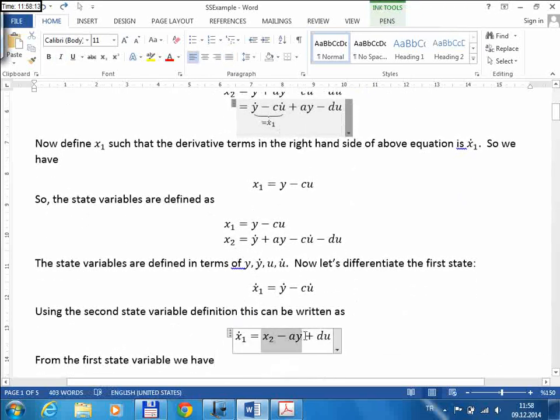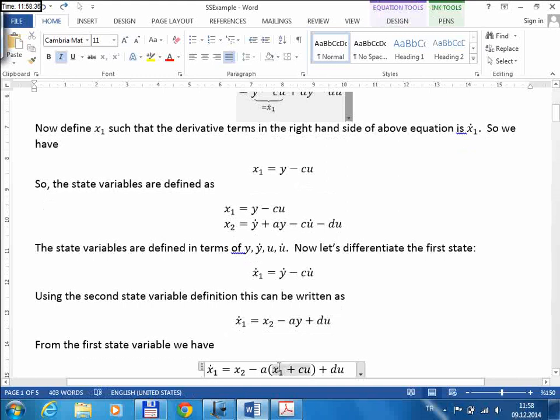X2 minus ay plus du. So this is still not a state equation. Even though there are no derivative terms, I still have y. So there should be no y here. There should be only state variables. And to get rid of y, I use my first state variable. So instead of y, I write x1 plus cu.